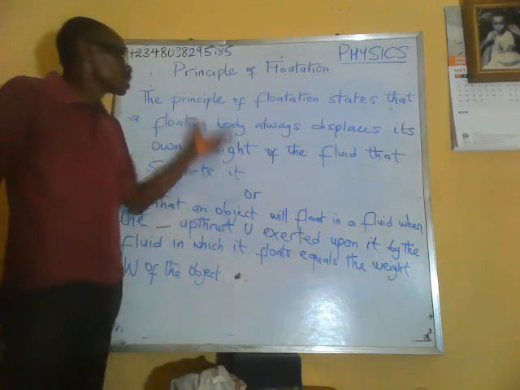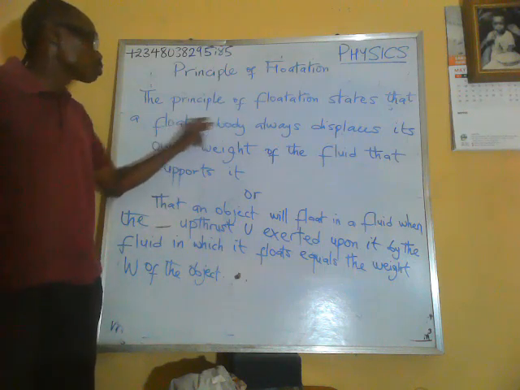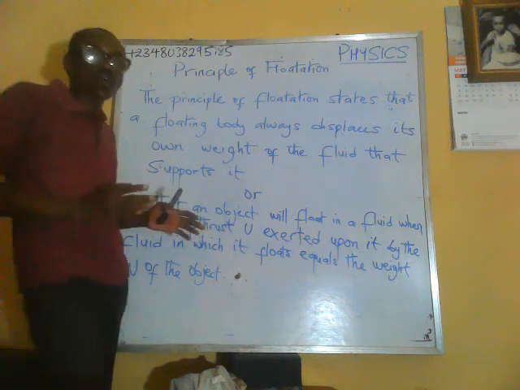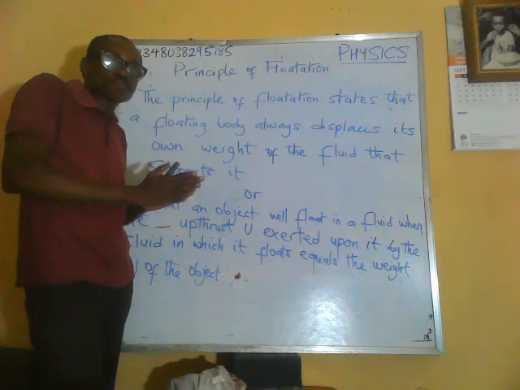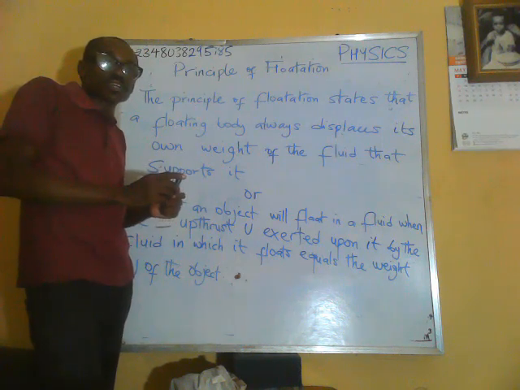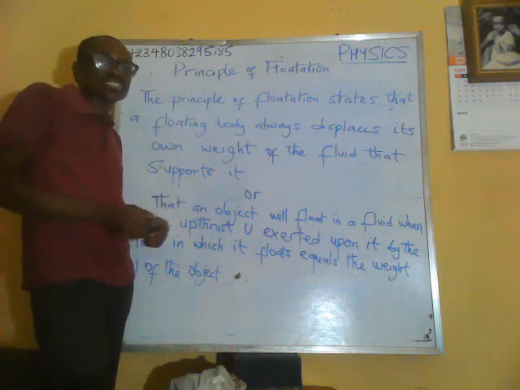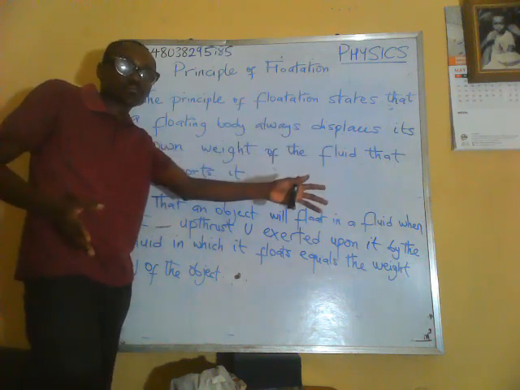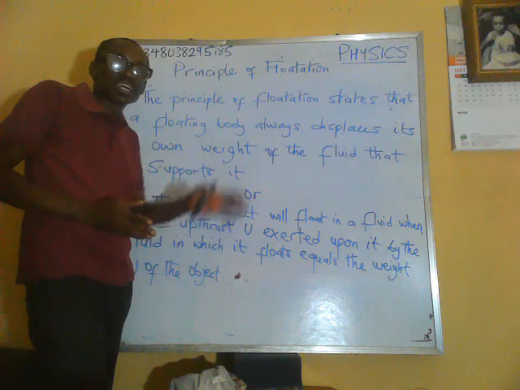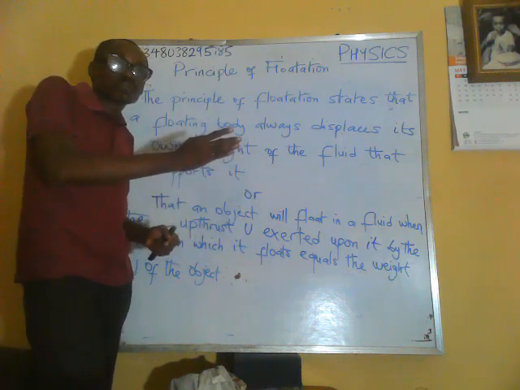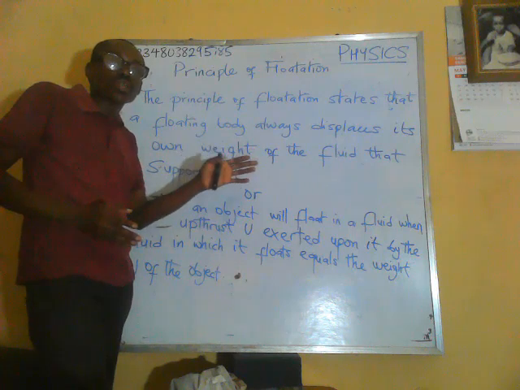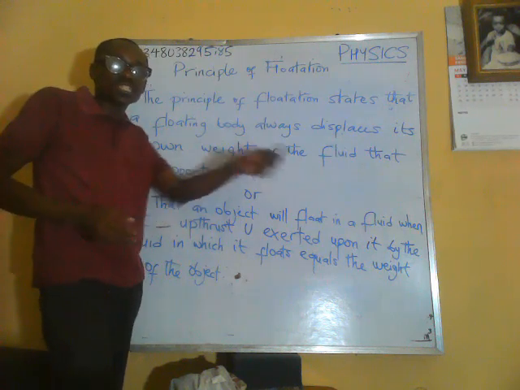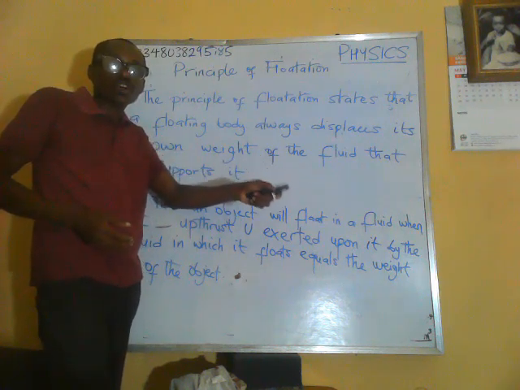So what are we saying? The first one, the principle of flotation, states that a floating body always displaces its own weight of the fluid that supports it. So a body can only float when it has displaced a weight of fluid that is equal to its weight. The weight of fluid that is displaced is what? The upthrust. From Archimedes' principle. Archimedes' principle states that when a body is wholly or partially immersed in a fluid, it experiences an upthrust which is equal to the weight of fluid displaced.